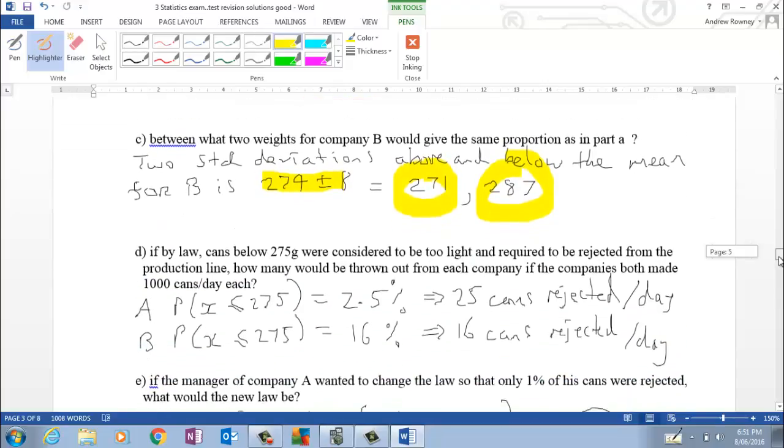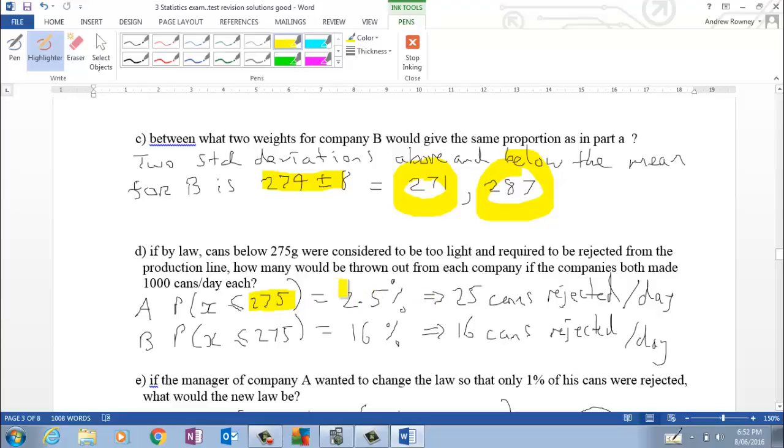Part D, if by law cans below 275 were considered to be too light and required to be rejected from the production line, how many would be rejected if it makes 1,000 cans a day? Now for company A, less than 275, there are 2.5%. To get that value you could just use normal CDF in the graphics calculator, so that means 2.5% less than that stamped amount are going to be rejected.